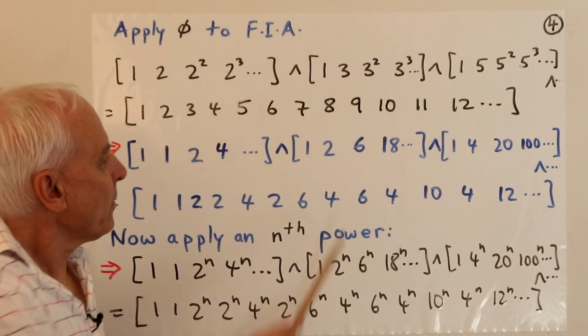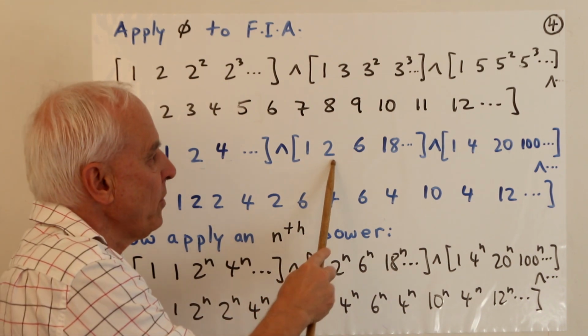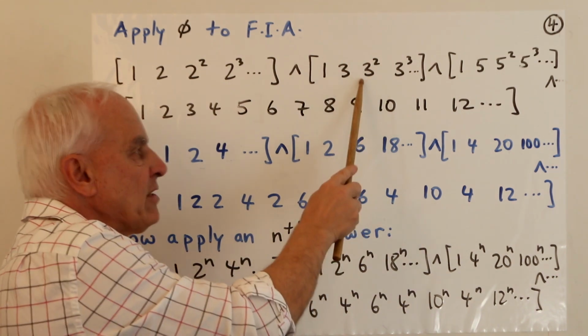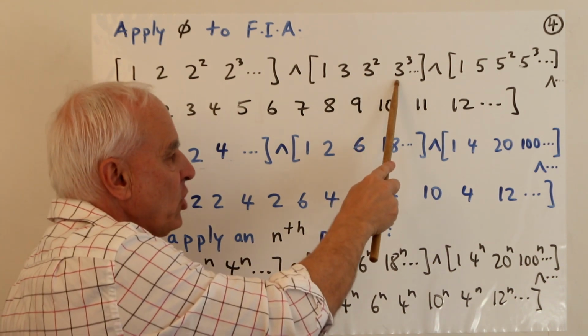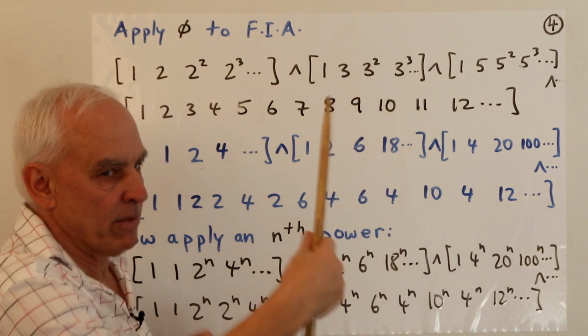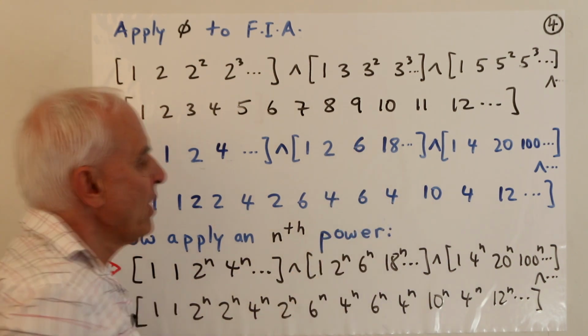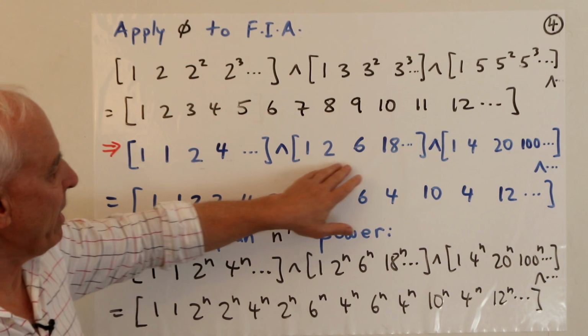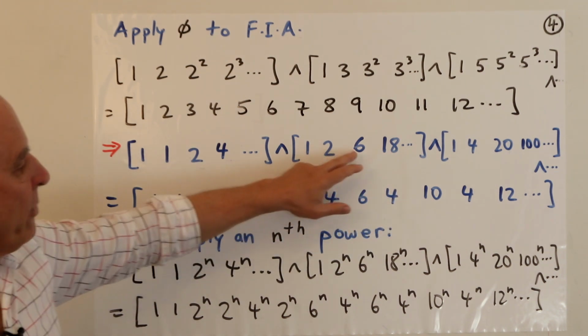Over here, phi of this is 1. Phi of 3 is p minus 1, or 2. Phi of 3 squared is 3 times 3 minus 1, so 3 times 2. Phi of 3 cubed is 3 squared times 3 minus 1, which is 9 times 2, or 18, etc. So again, we get another kind of geometric series, but starting with 2, common ratio 3.